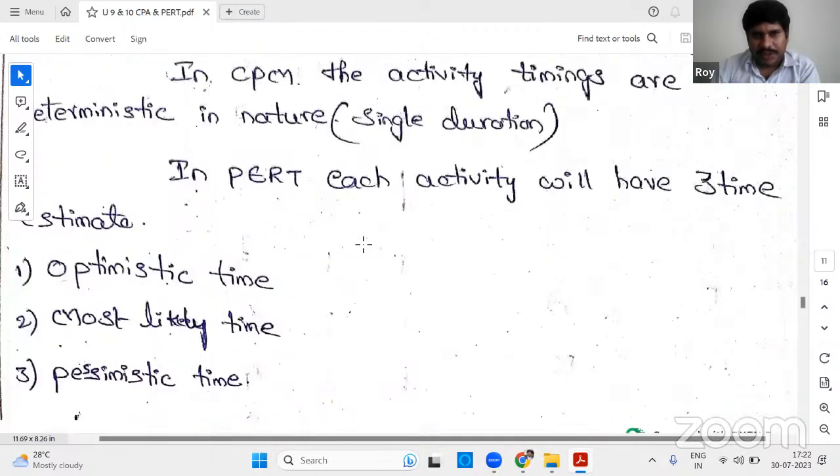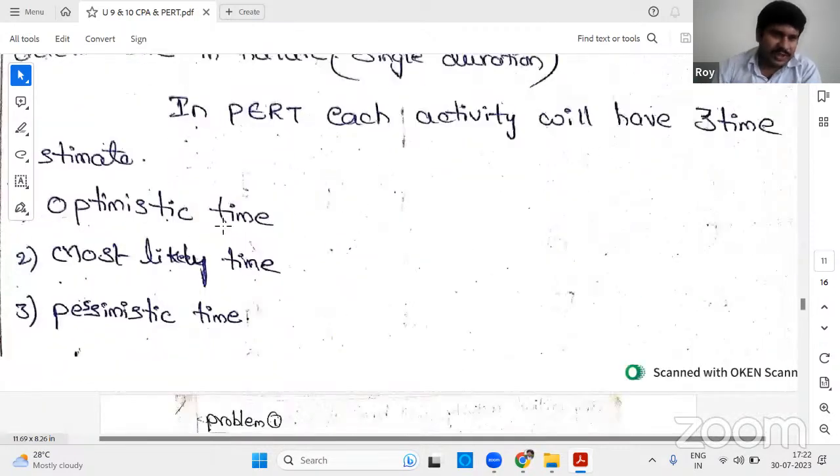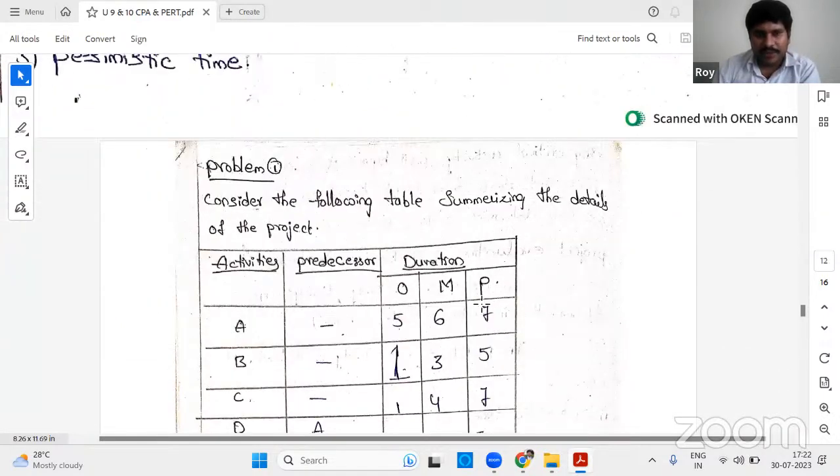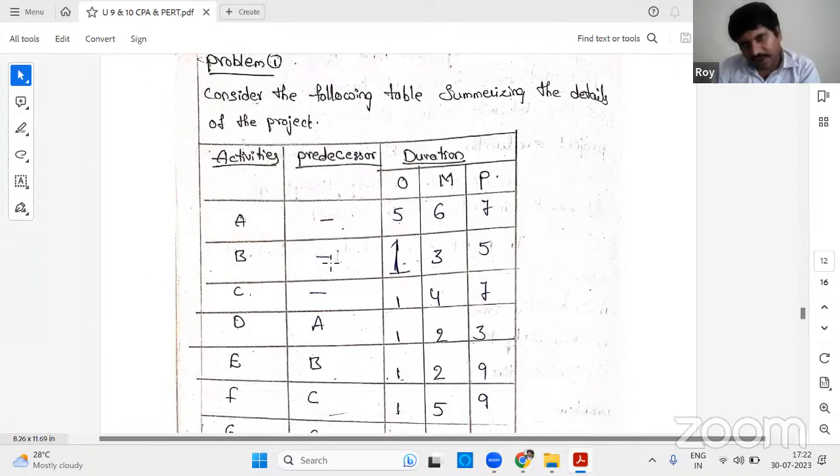So now I'll go into the PERT method. I will tell you: optimistic time, most likely time, pessimistic time. There are three times, O, M, P. For every activity, again, you need to draw the diagram. You need to get the optimistic time. They will give it in the question.